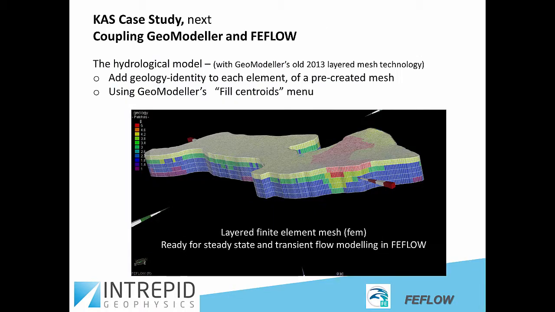And the final stage is about hydrogeological modeling. In this sense, we are illustrating a coupling of GeoModeller software with FEFLOW software to accommodate this. This particular technology shown is a layered finite element mesh in which a fill centroids menu in GeoModeller was used to indicate the geology at different spatial locations, and therefore to enable population of various attributes into the mesh. What then followed was steady state and transient flow modeling in FEFLOW.